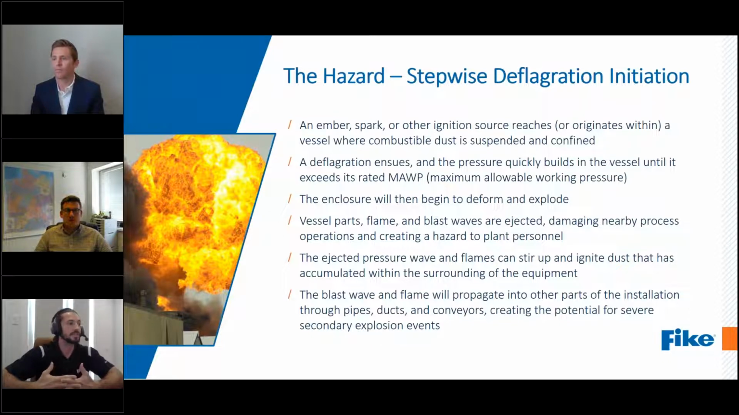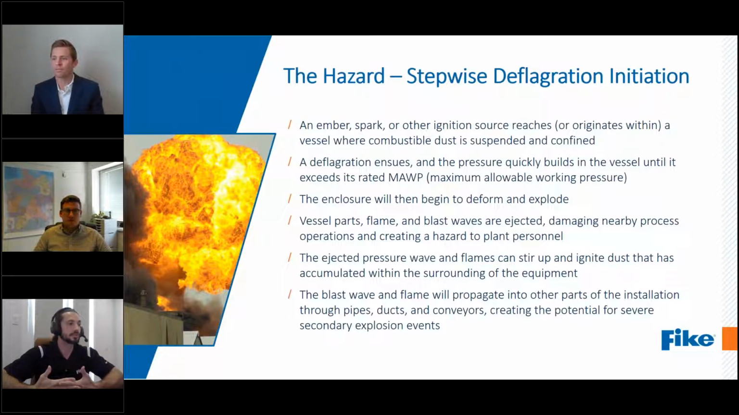And then pressure will be generated at that point until we exceed the maximum allowable working pressure of the vessel that the origination occurred in. That enclosure will then begin to deform and explode as it hits detonation velocities. The vessel parts, flame, and blast waves get ejected, which can damage nearby process operations, and they can create hazards for operating personnel that might be in the surrounding area.